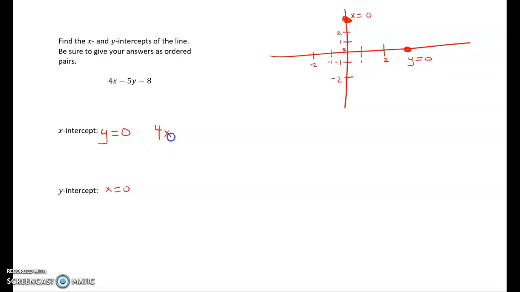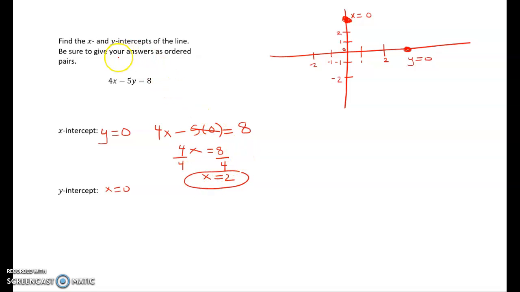So 4x minus 5 times 0 equals 8. So 5 times 0 will just be gone. It'll cancel out. It'll just be 0. So 4x equals 8. Divide by 4. Divide by 4. X equals 2.